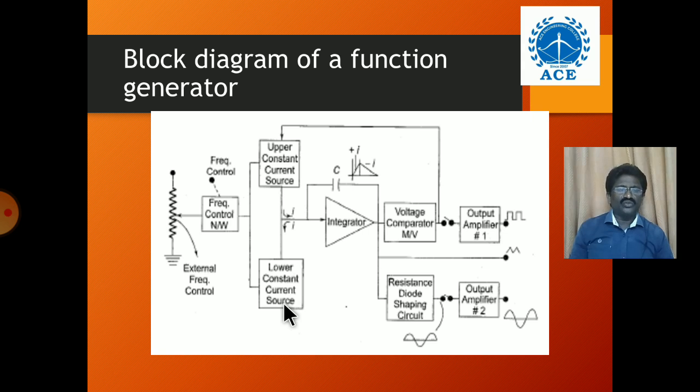Your upper current source supplies constant current to the integrator. This produces an output voltage that is increasing linearly with time, like this. The lower current source, this one, supplies reverse current to the integrator so that the output decreases linearly with time.